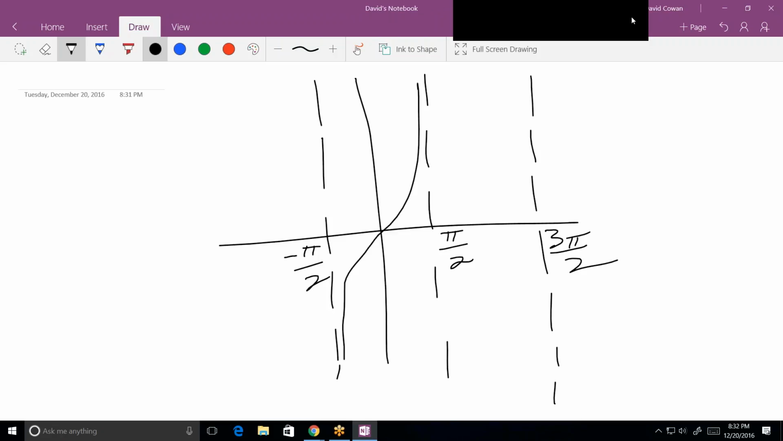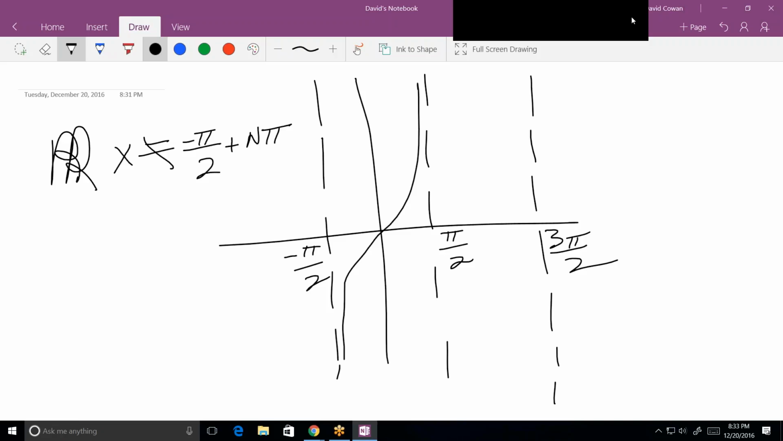How would you describe that domain? All real numbers except for negative pi over 2, pi over 2, 3 pi over 2, and then pi. And the way you describe that is you give the first one plus multiples of pi.